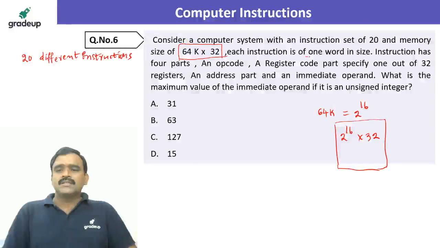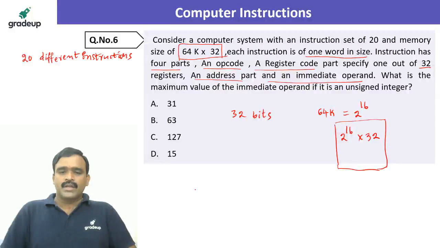Each instruction is of one word in size. One word in size, in the sense, instruction size is 32 bits. The instruction has 4 parts. Observe carefully: an opcode, a register code part to specify one out of 32 registers, an address part, and an immediate operand. I am just writing here the instruction parts.